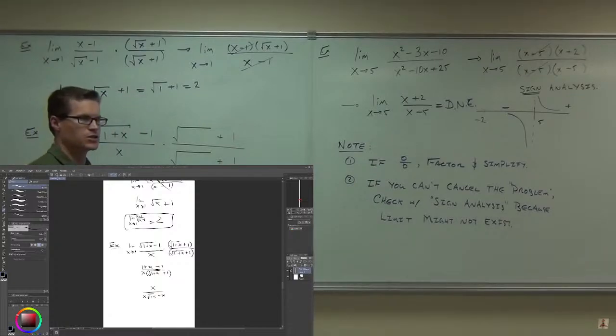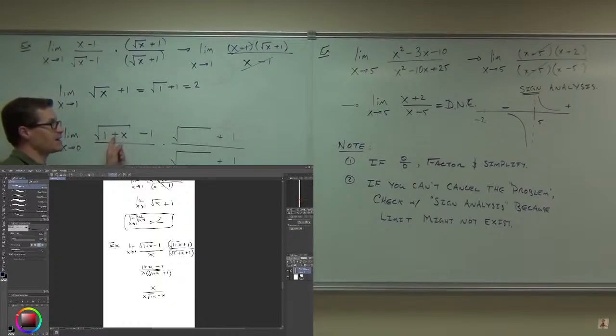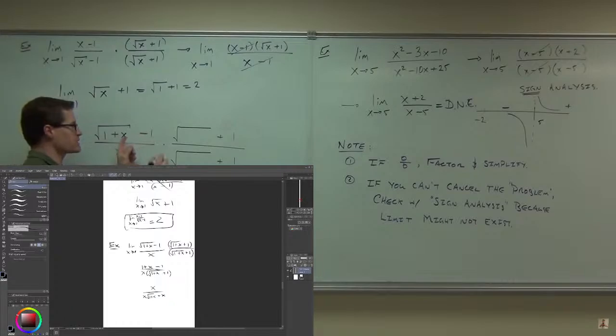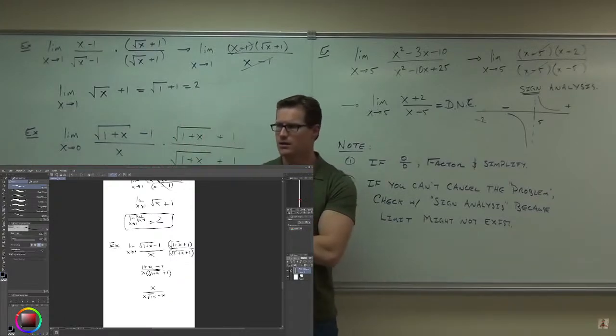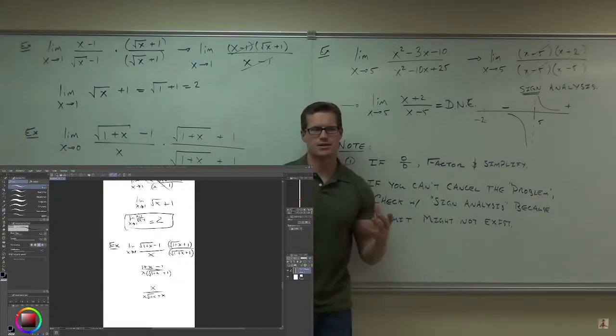Also, one more thing I need you to look up here at the board. When you do this, that sign doesn't change. It's only the thing after the square root. So this stays the same. Did you all multiply by exactly that? Do you see how that is the conjugate?